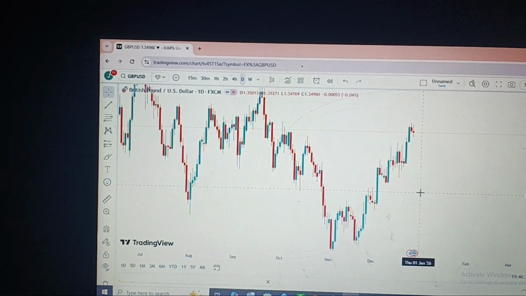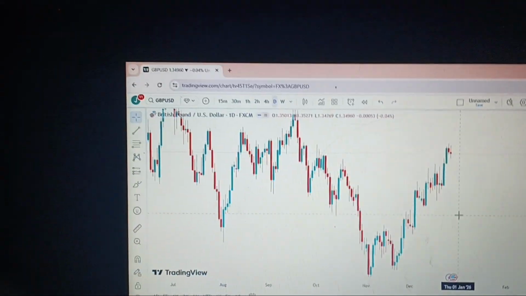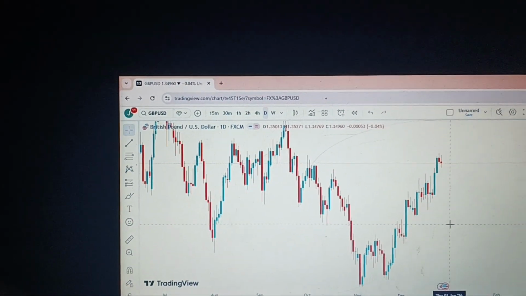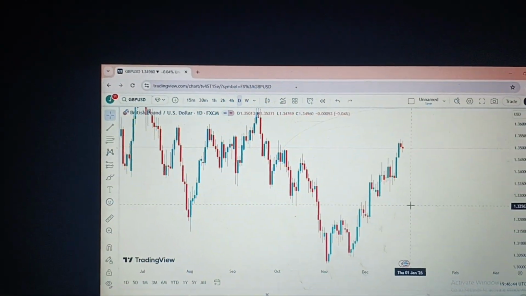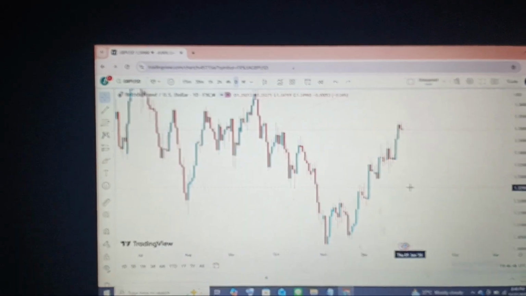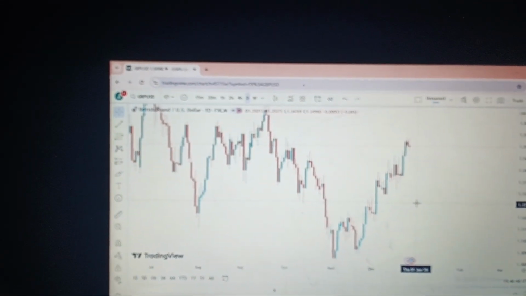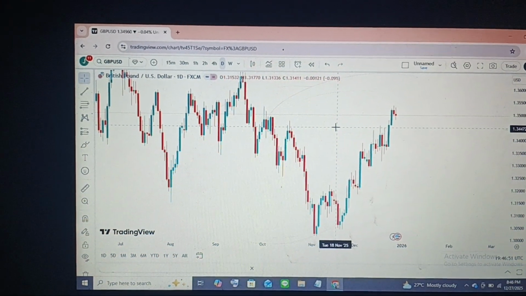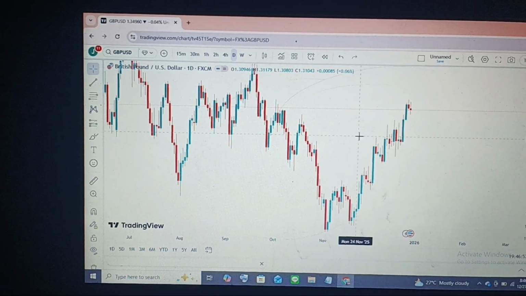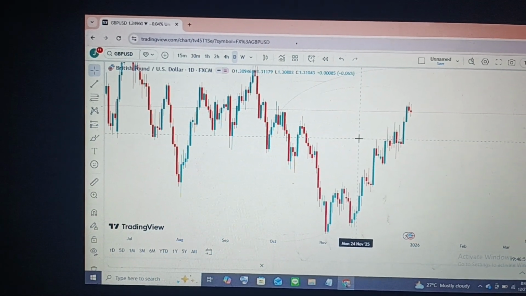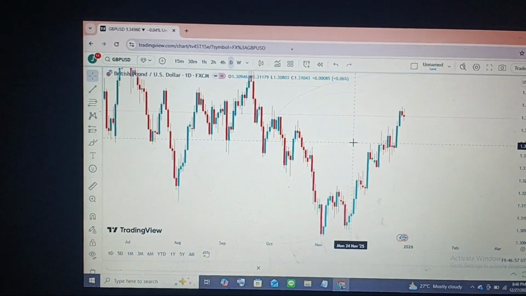So, without wasting much of our time, I want to briefly explain what we are currently seeing on the chart. What we are currently looking at is GBPUSD from the daily time frame. I just want to break down the chart for you: what I'm currently looking at, and what I'm expecting to do in the market.